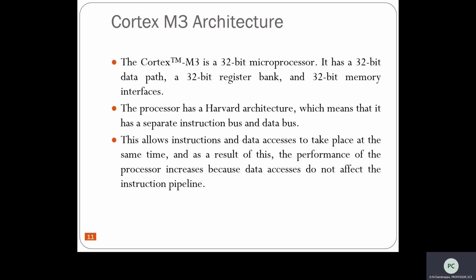So here data access and instruction execution inside the processor can take place at the same time, and as a result the performance of the processor increased because data access does not affect the instruction pipeline. So it will run as usual, even with pipelining, without affecting the performance.